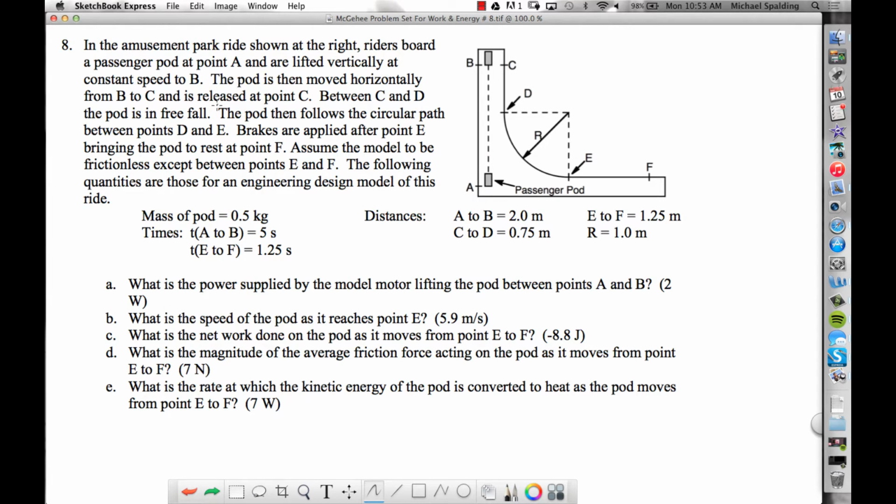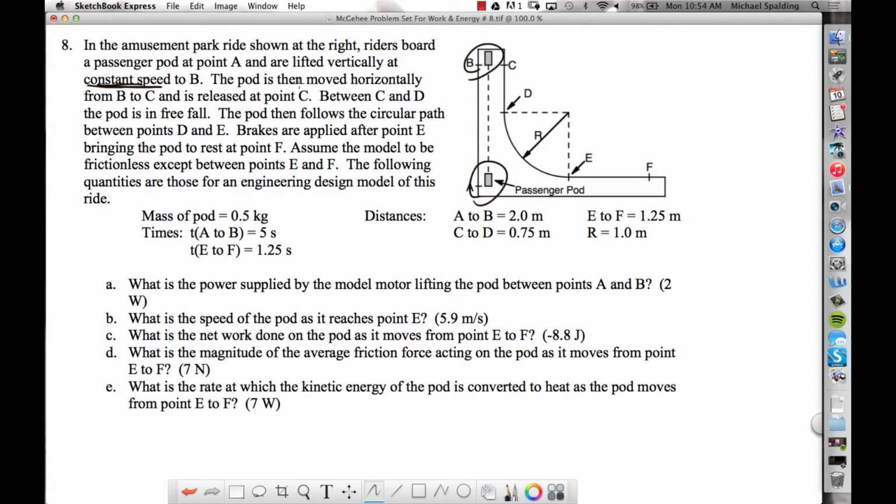All right, so this is number 8 on the McGehee worksheet. So we have an amusement park ride given here in this diagram. The riders board this pod at point A. They're lifted vertically at a constant speed. This is actually important right here. See, it says constant speed from A up to B.